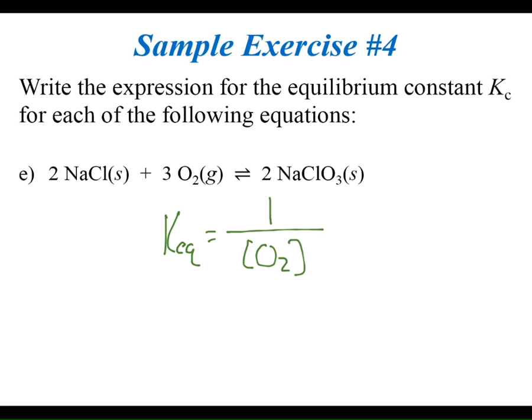1 over O2 cubed. Okay, so it's not 0, by the way. You just put a 1. Yep, so you don't include that solid or that solid, so all you include is the gas. So you have 1 over O2 and the cube because of the 3 exponent. All right, moving right along. Easiest chapter ever. Okay.